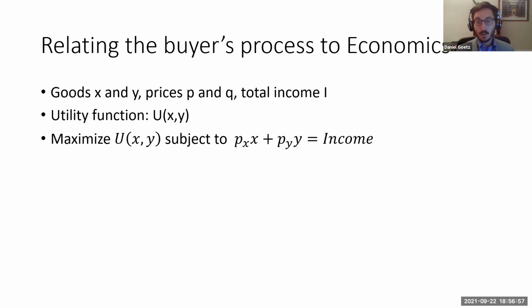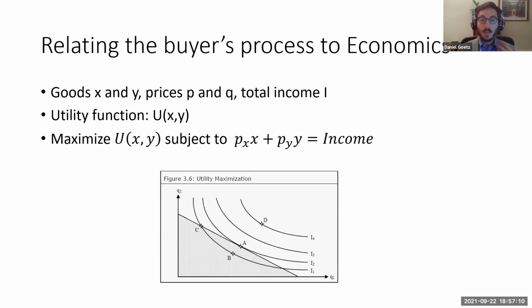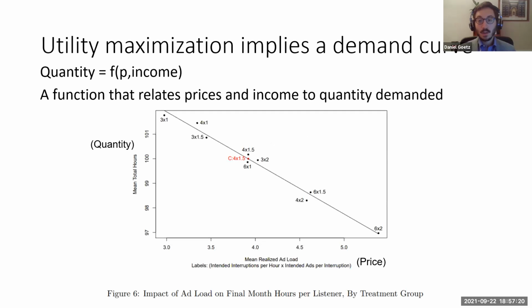If you've never seen this before, don't worry, we're not going to be testing on this. But I wanted to connect it to economics because the economics tools are really being used heavily in marketing now, okay? This idea of maximizing our utilities subject to our budget constraint will lead us to our optimal set of choices, right? And that'll create some kind of demand curve where we can see as we increase the price, we drop the quantity.